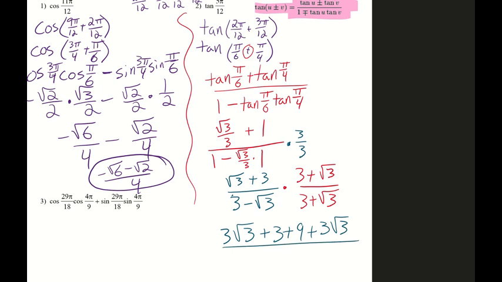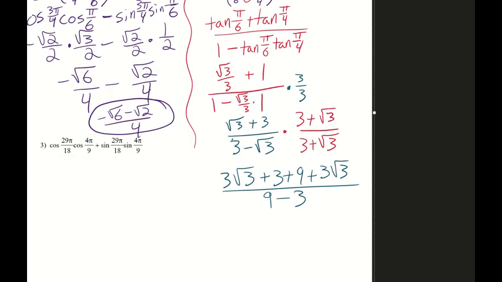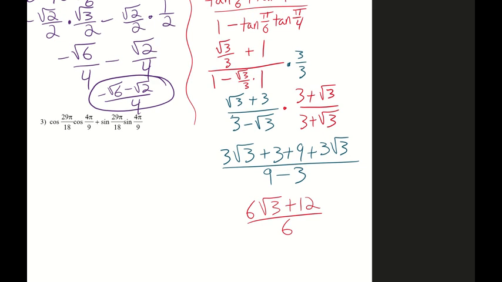And then our denominator, when we multiply conjugates, we end up with a difference of perfect squares. So it'll be 3 squared minus square root of 3 squared. Now we do some simplifying. 3 root 3 plus 3 root 3 is 6 root 3. 3 plus 9 is 12. 9 minus 3 is 6. So now we can factor out a 6 from every term. So it's just square root of 3 plus 2.